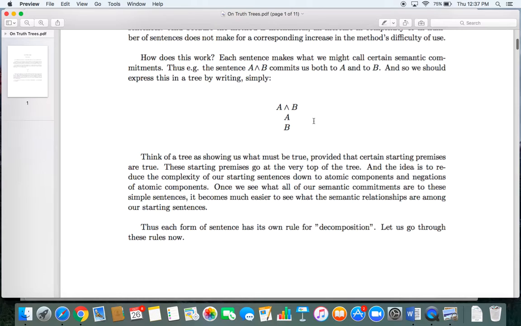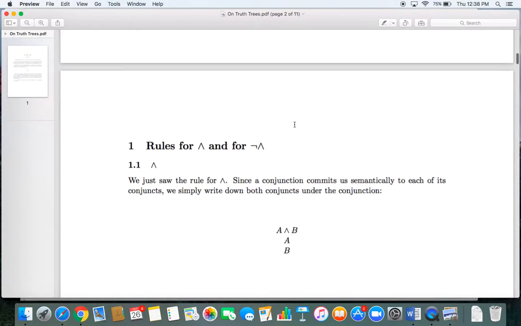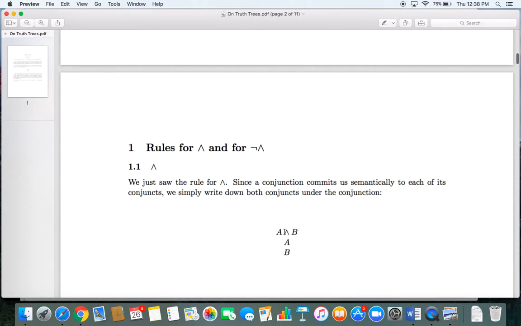Now, if we're going to reduce all of these complex sentences down, that means that for any sentence form, we've got a distinct rule of decomposition for each of those. So what we just saw is already the rule for and. The sentence A and B commits us to A and to B. So we just decompose it in that way by writing A and B on the same line underneath our conjunction. And all this says is that if A and B is true, then each of these conjuncts has to be true as well.